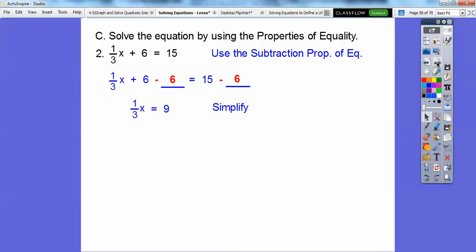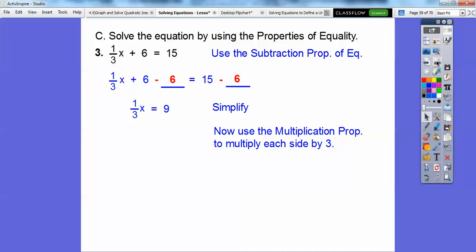Now to get rid of this 1/3, which is the same as 1 divided by 3, we're going to multiply both sides by 3. We use the multiplication property to multiply each side by 3. This 3 and this 3 cancel, and 9 times 3 equals 27. You can think of this as 1/3 of 27 equals 9. So x equals 27. Piece of cake, huh, you guys?